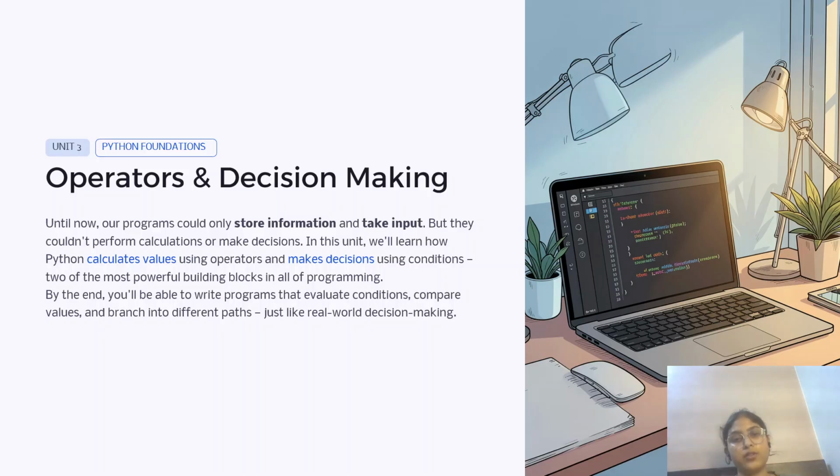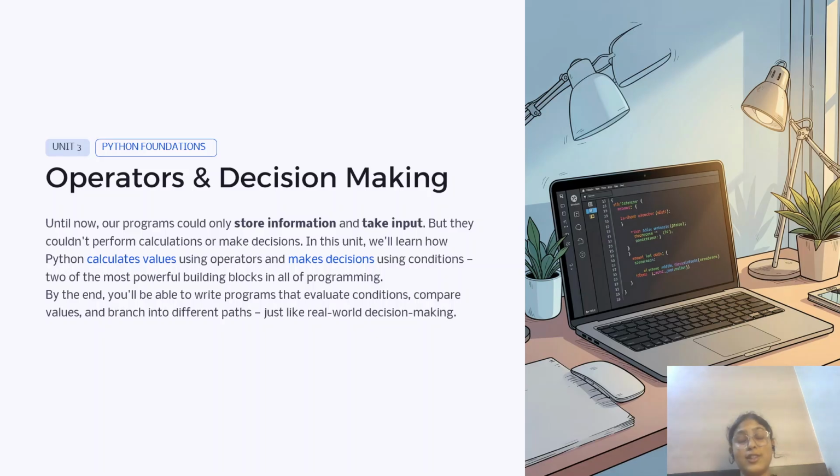Now, what are operators? Let's understand this with a real-life example. Imagine you are using a calculator app on your phone. You press 5 into 7 or 5 plus 7. The calculator immediately shows you either 35 when you are using multiplication, or 12 when you are adding those two numbers. Now, who did the actual calculation?